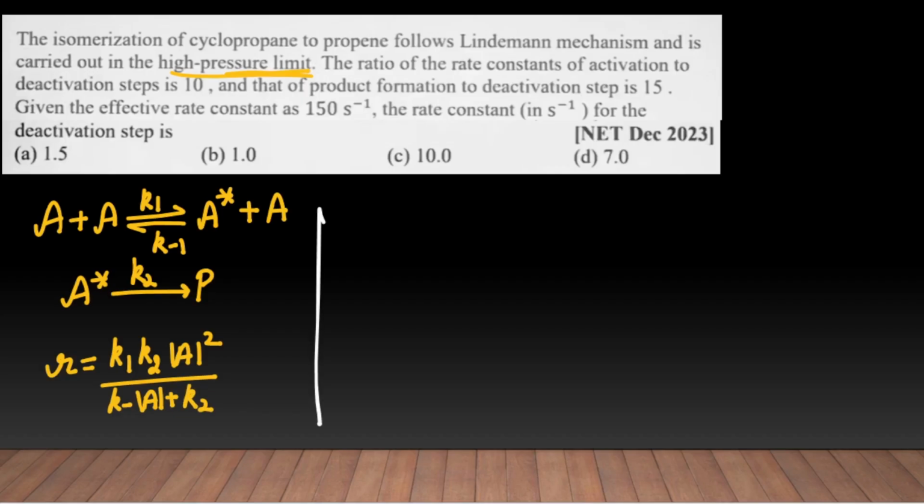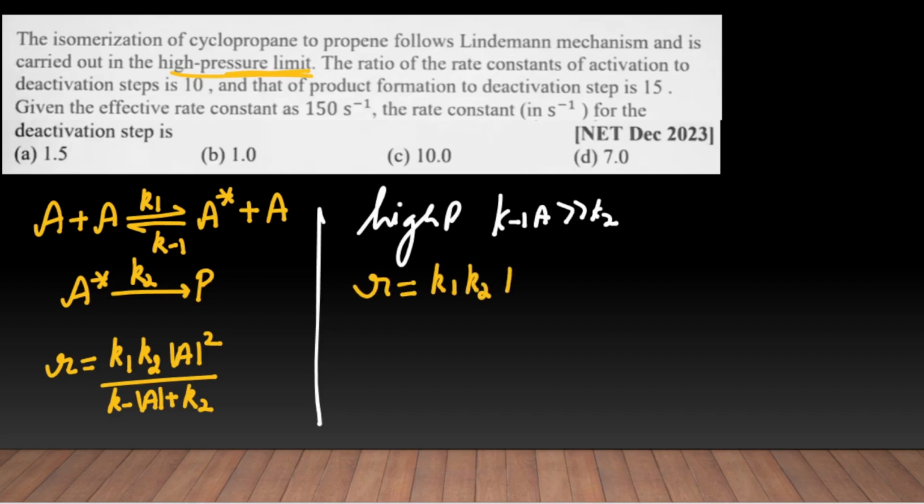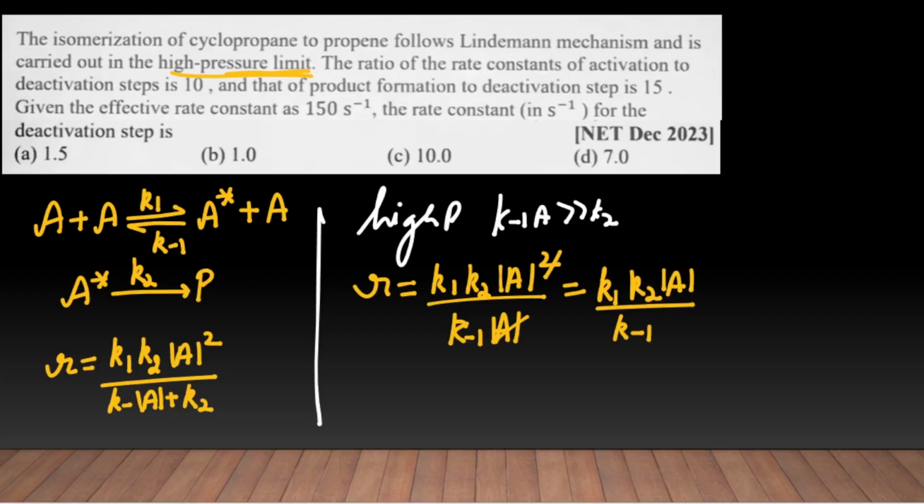Now it is at the high pressure limit, which means the value of K inverse of A is much greater than that of K2, right? So this condition we can apply, and the rate value will be K1 into K2 into A square upon K inverse of A. So with this, one A will get cancelled out. We will be getting the rate as K1 into K2 into A upon K inverse.